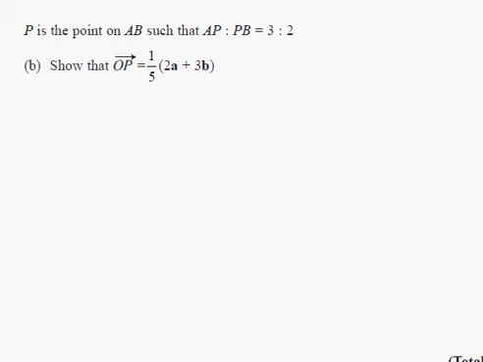Question 16, part B. P is the point on AB such that AP is to PB equals 3 is to 2. Part B, show that the vector OP equals 1/5 times all of 2A plus 3B.